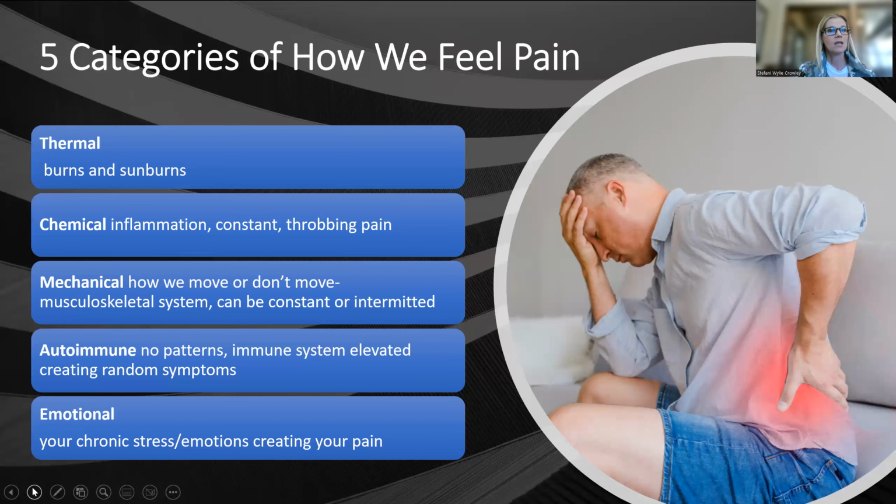Mechanical pain is different. Mechanical pain is how we move or don't move that is creating some of our problems. You can have, again, parts of the thoracic spine not moving, parts of the back that's not moving correctly, parts of the hip that's not moving correctly. We can have weakness. We can have tightness. We can have so many different things in how the body works from a musculoskeletal position that can create pain. And mechanical pain can be constant or it can be intermittent.